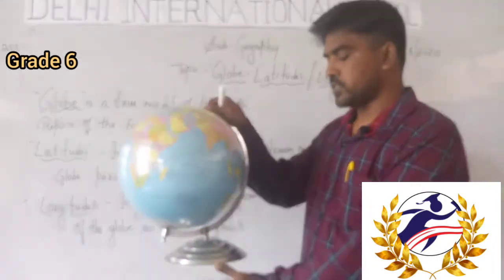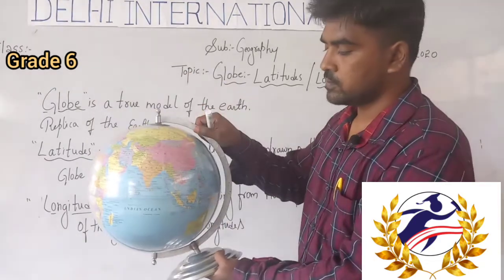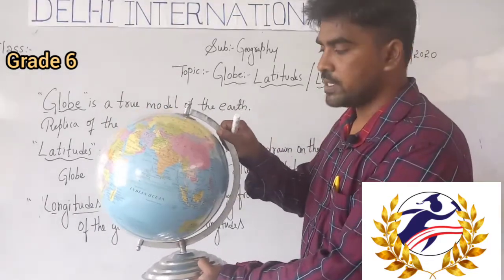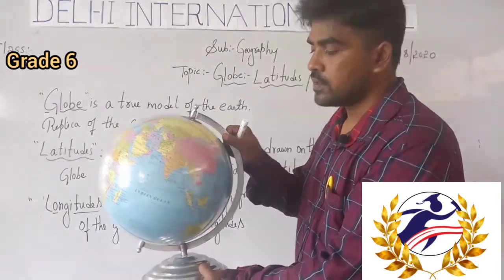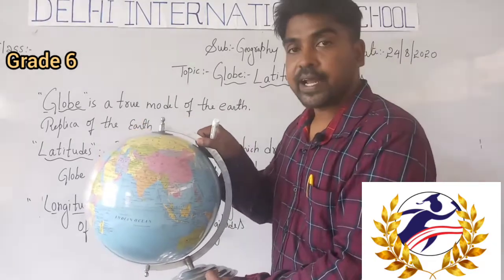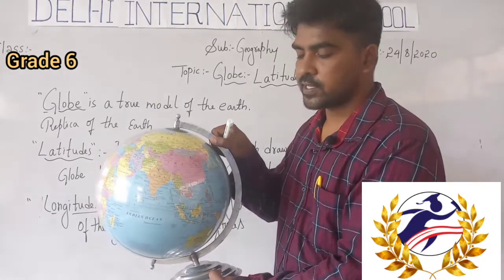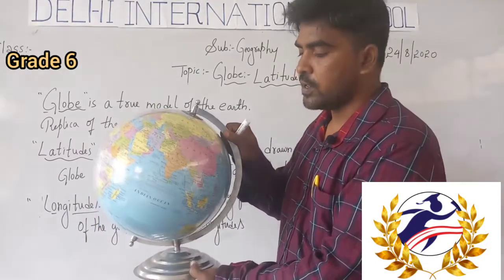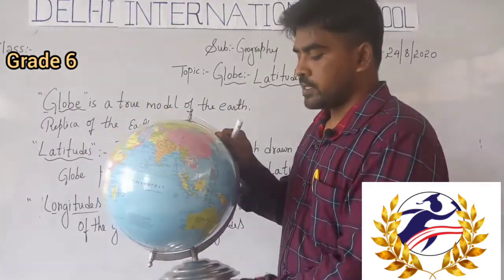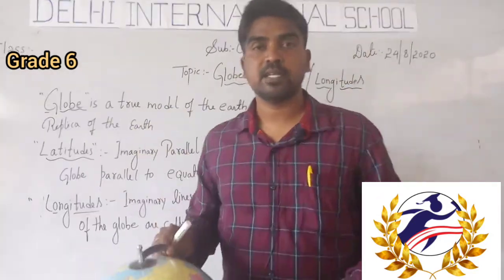And just observe carefully, our earth is not exactly straight. Yes, our earth is tilted, means it is slightly tilted by 23.5 degrees. It is not exactly 90 degrees. It is tilted by 23.5 degrees. Yes or no? So, this tilted manner of the earth is known as axis.